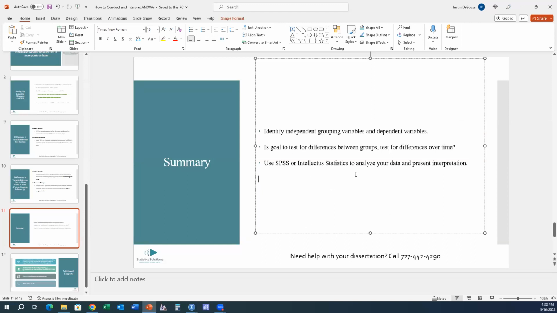And then once your data is all set up, check the assumptions. Double check with your committee what assumptions they want you to check, because everybody has a preference. And then you can use SPSS or Intellectus to analyze your data and present interpretations.